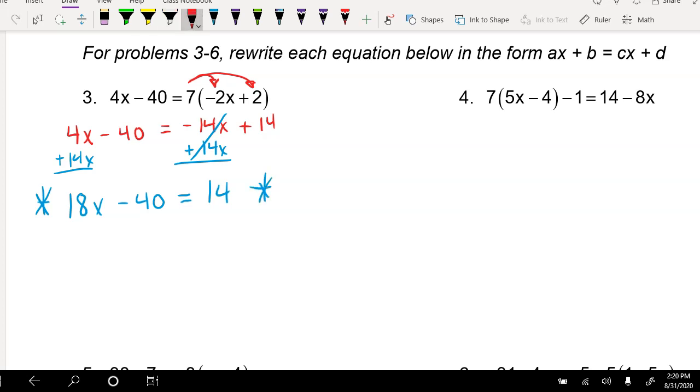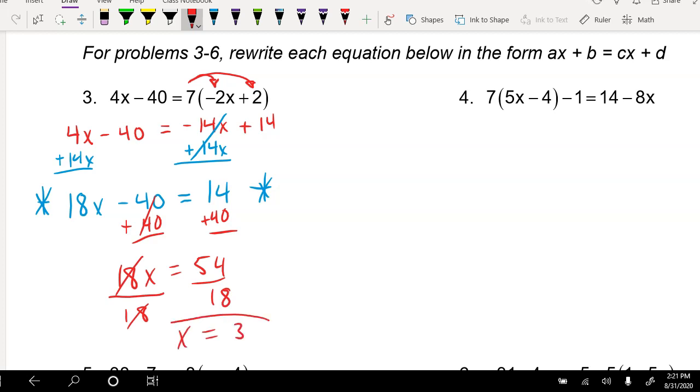We're home stretch here. X is being multiplied by 18, then subtracted by 40. So I'm going to reverse that. I'm going to add 40, and then I'm going to divide by 18. Add 40. 18x equals 54. I'm going to divide both sides by 18. X is equal to 3.